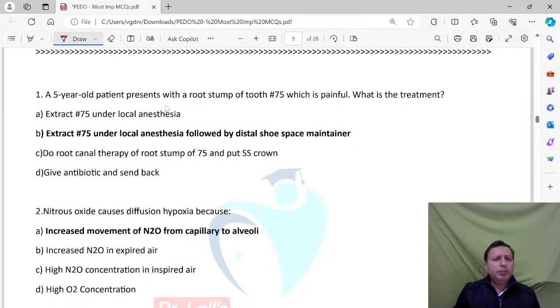A 5-year-old patient presents with a root stump of tooth 7-5, which is painful. What is the treatment? Now, if the tooth stump is present, that is 7-5, and the age of the patient is 5 years, that means the first permanent molar is unerupted. So the best treatment is that I should extract the tooth followed by a distal shoe space maintainer.